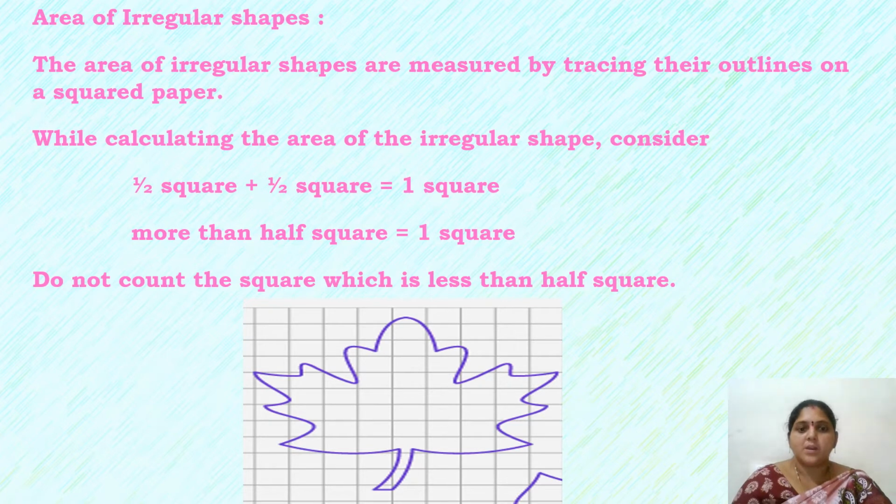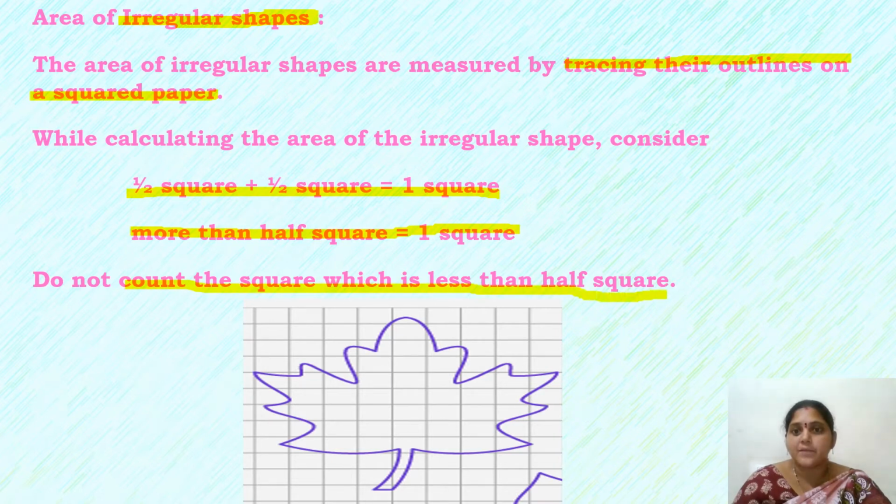Now here we are going to check how to find the area of irregular shapes. The area of irregular shapes is measured by tracing their outlines on squared paper. While calculating the area of an irregular shape, consider half square plus half square is equal to 1 square. More than half a square is equal to 1 square. But do not count the square which is less than half a square.